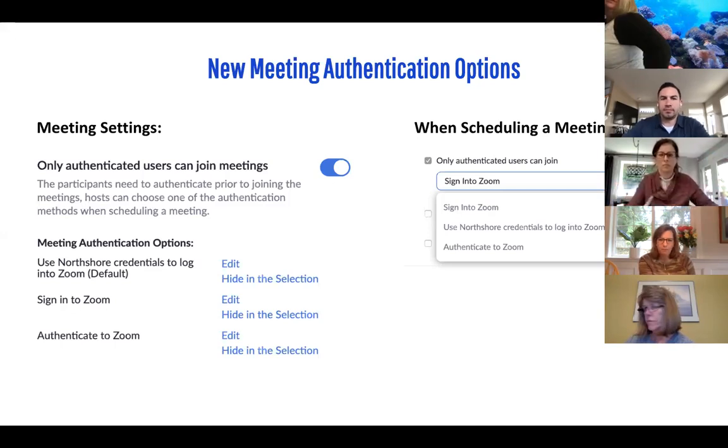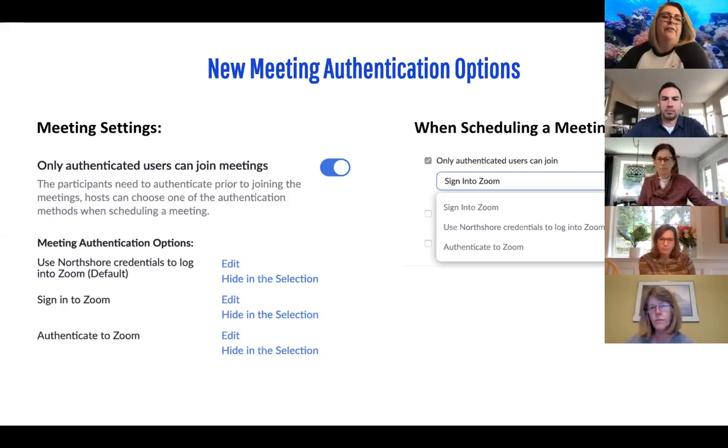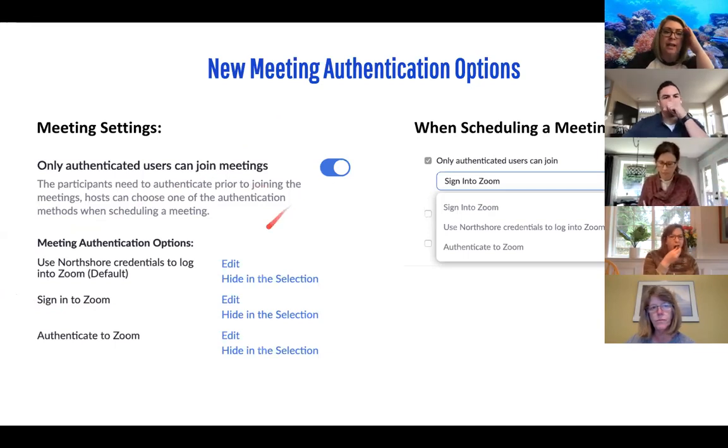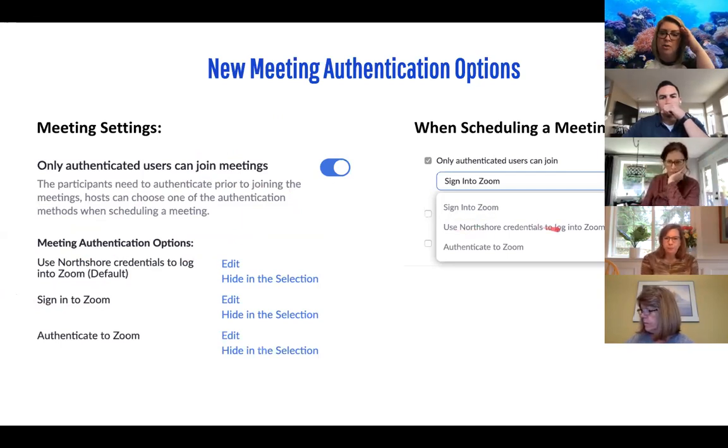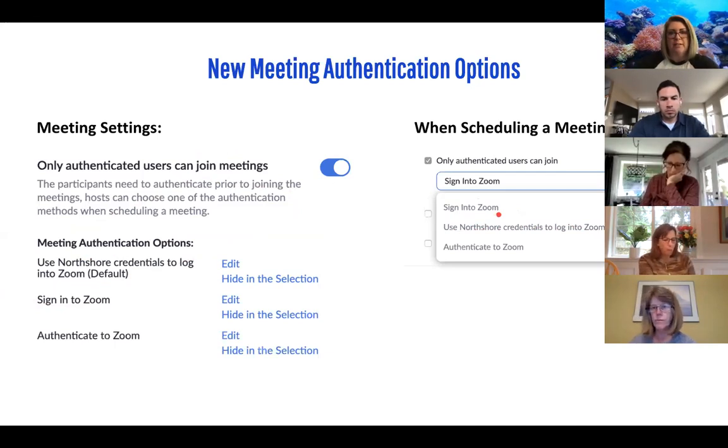Okay. So again, the default meeting setting is only authenticated users can join, and they have to log in with North Shore credentials. And when you're scheduling a meeting, use North Shore credentials to log into Zoom means that only North Shore people can come to that meeting or that classroom. But sign into Zoom means you could have somebody at gmail.com join the class.